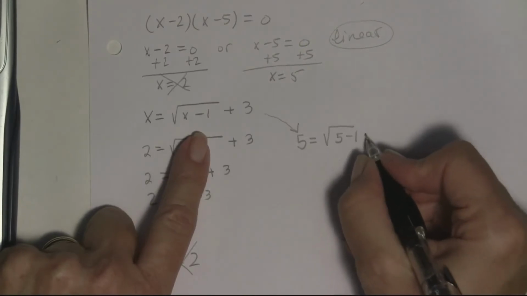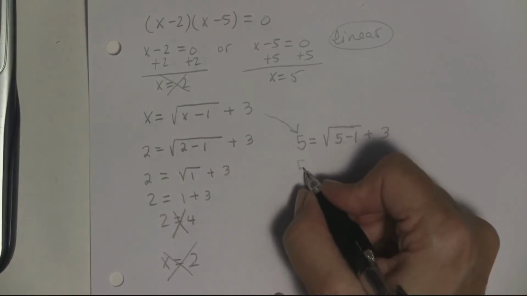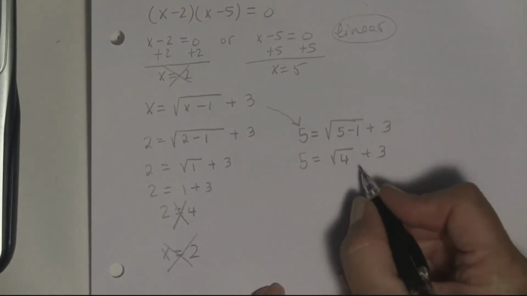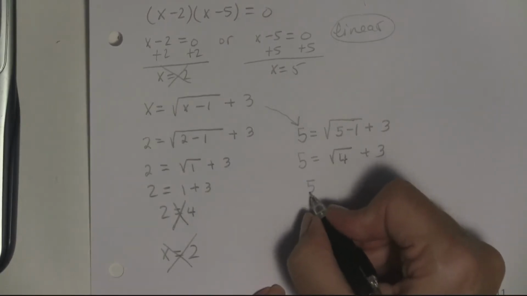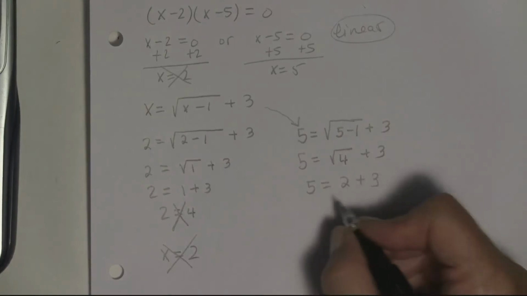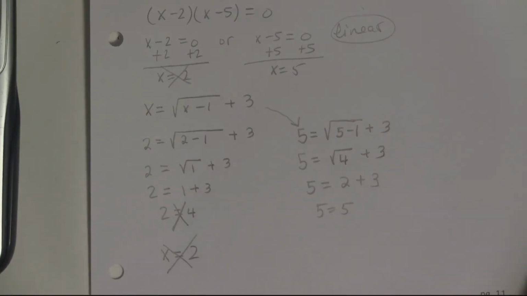5 minus 1 plus 3, which is 4. So 5 equals the square root of 4 plus 3. And the square root of 4 is 2. So 5 equals, of course you can do it on your calculator, 2 plus 3. And so 5 equals 5, and it did work. And so both sides are equal to one another.